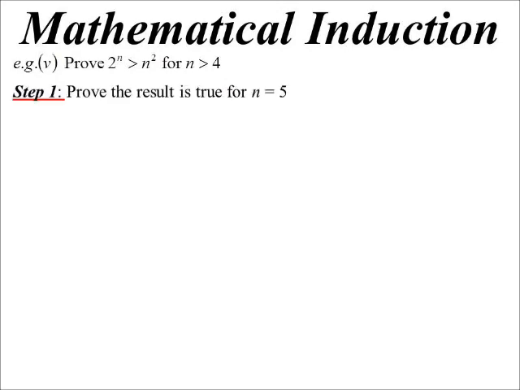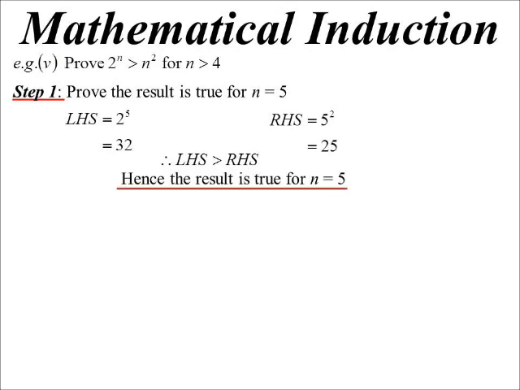So the first case is n equals 5 for this one. Well, 2 to the power of 5 is 32. This is a left-hand side, right-hand side situation. 5 squared is 25, and yes indeed, 32 is bigger than 25. So yes, it works for the first case, n equals 5.